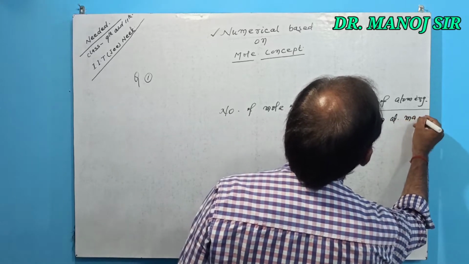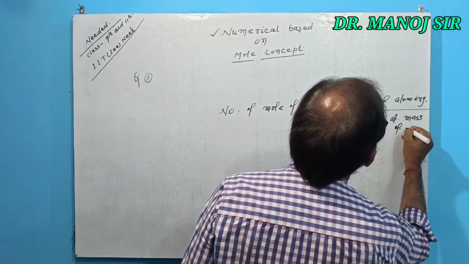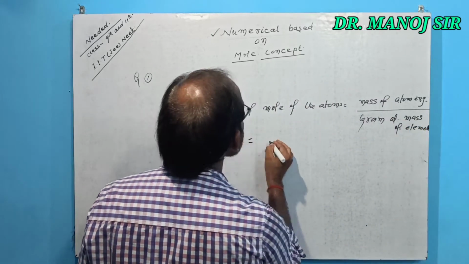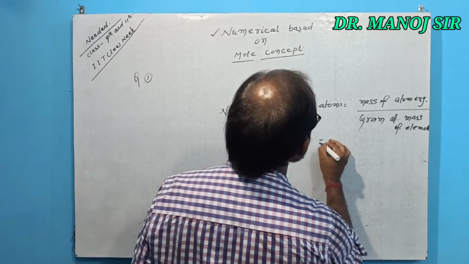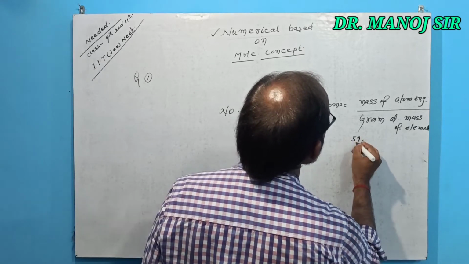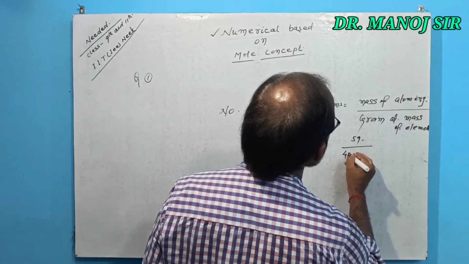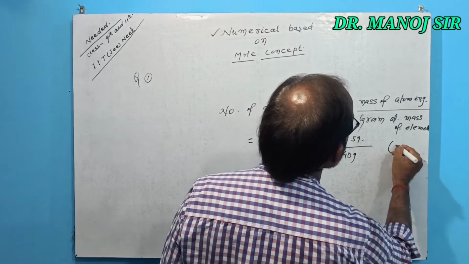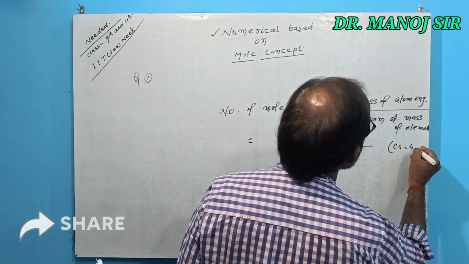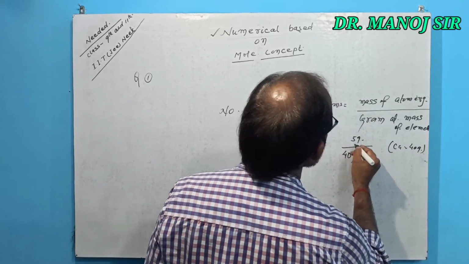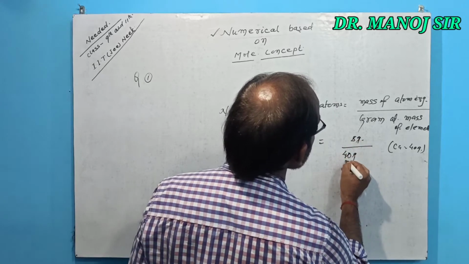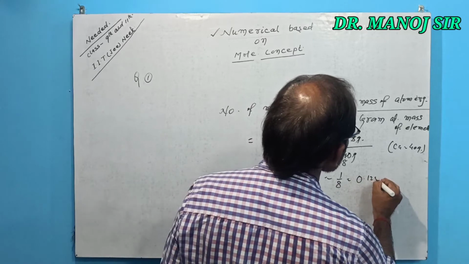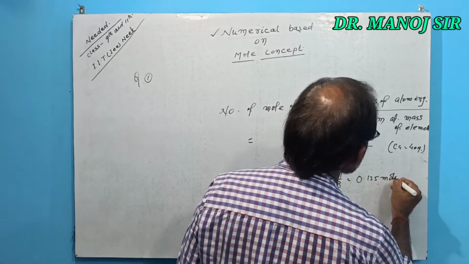Atomic mass of element, that is 5 gram upon 40 gram equal to 1 by 8, equal to 0.125 mole.